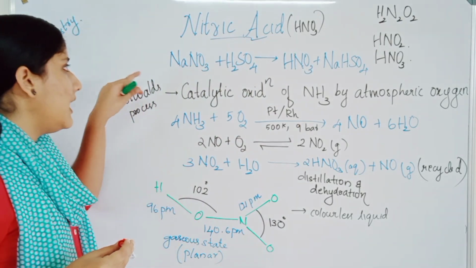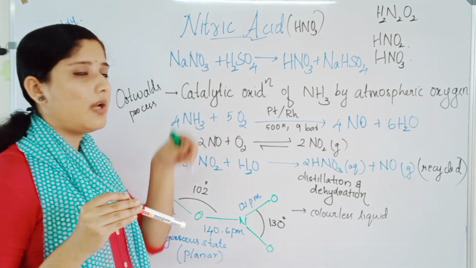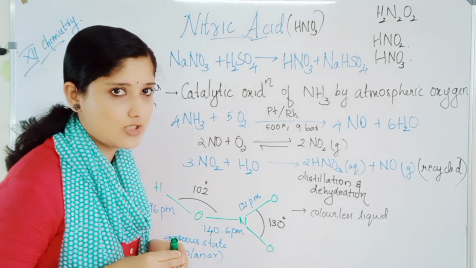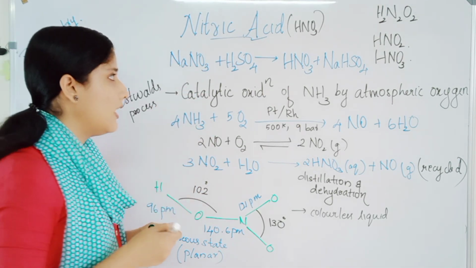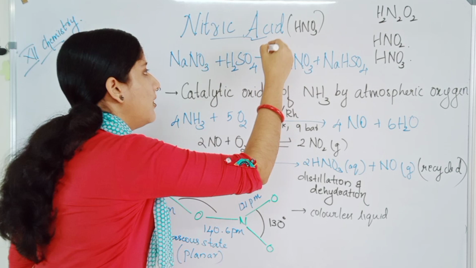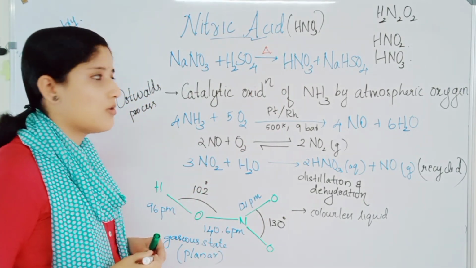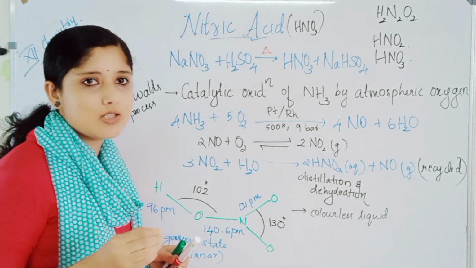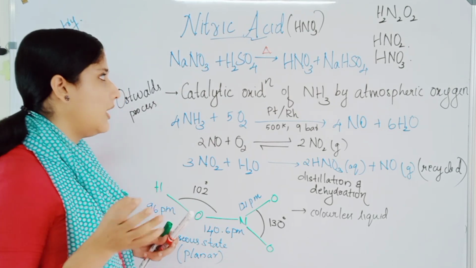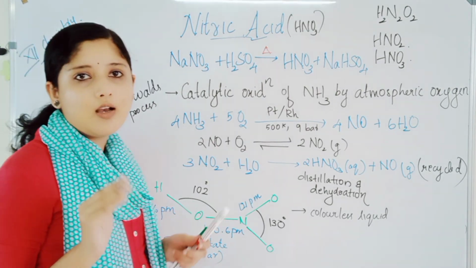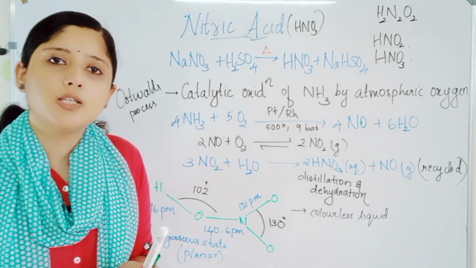Nitric acid is mainly prepared in the laboratory from sodium nitrate or potassium nitrate. Heating potassium nitrate or sodium nitrate with sulfuric acid will give you nitric acid plus sodium hydrogen sulfate, NaHSO4. Okay, the laboratory preparation is the heating of sodium nitrate or potassium nitrate with sulfuric acid. Next is the industrial preparation. Industrial preparation of ammonia is the Haber process.